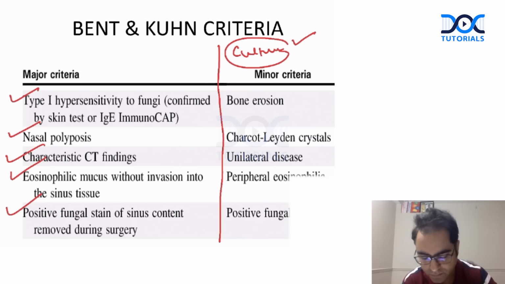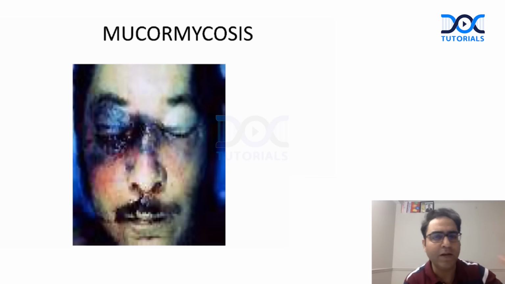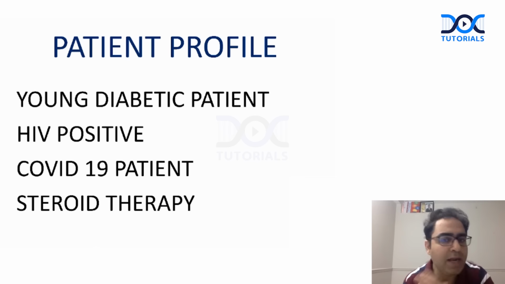Now, mucormycosis, everybody knows, very important. Mucormycosis is a life-threatening disease. It is seen mostly in immunocompromised patients, and you will see the patient profile in the question. Generally, a young diabetic patient with a ketoacidosis background, an HIV-positive patient on immunosuppressive drugs, a patient on steroid therapy, or a COVID-19 patient; all these will be given.